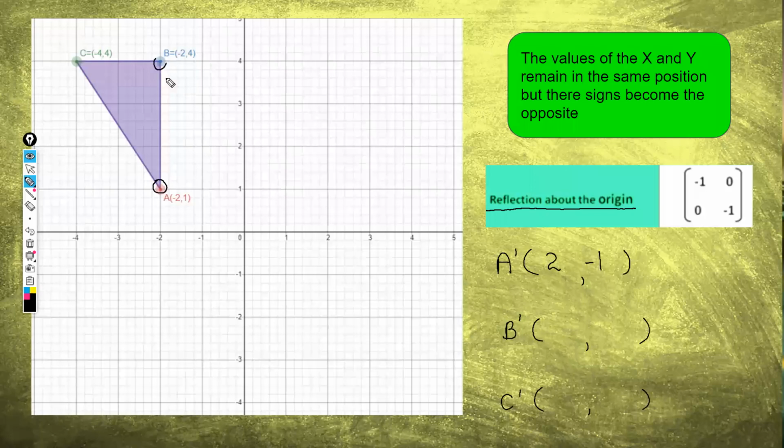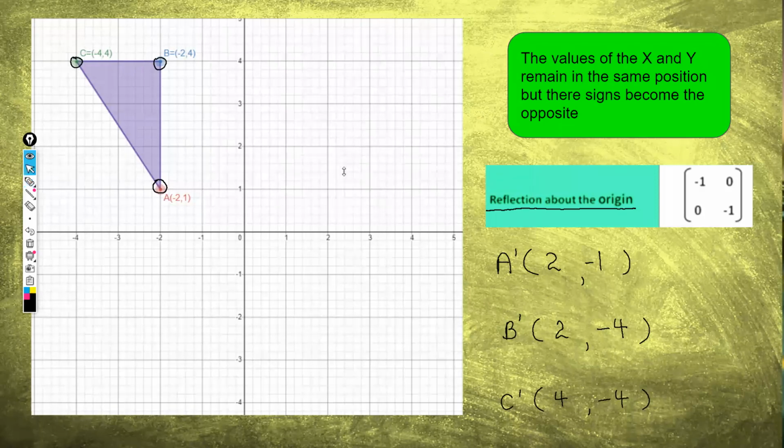For B, it has a 2 and a 4 in it. The values stay in the same position, but the signs become the opposite. Minus 2 becomes positive 2. Positive 4 becomes minus 4. Now for C, it has a 4 and another 4. Signs become the opposite now. -4 becomes +4. +4 becomes -4.